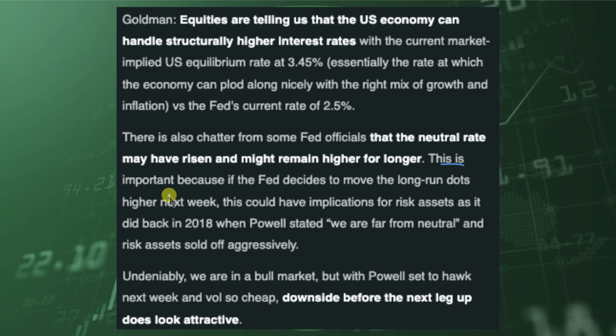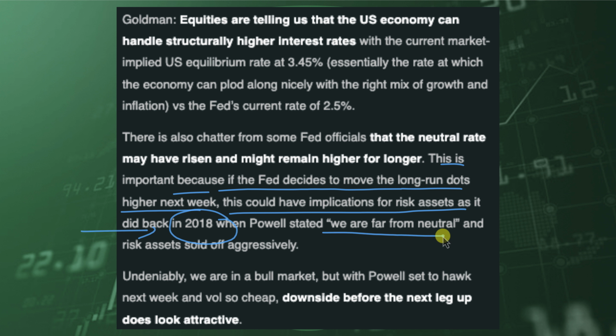This is important because if the Fed decides to move the long run dots higher next week, this could have implications for risk assets as it did back in 2018 when Powell stated, "We are far from neutral."